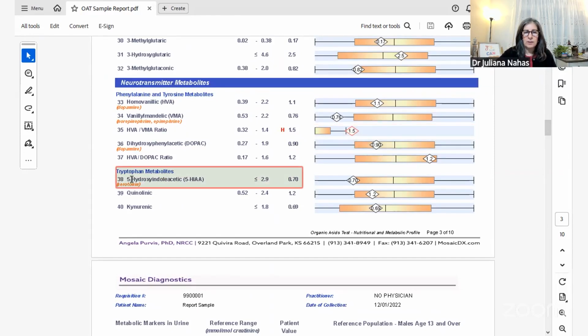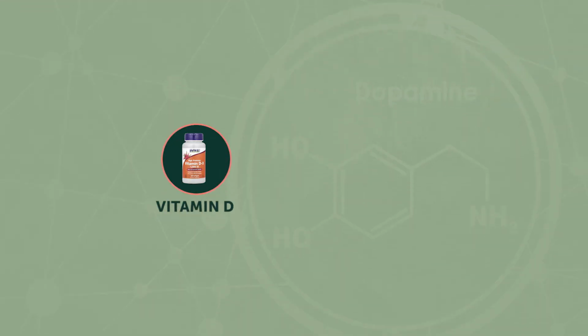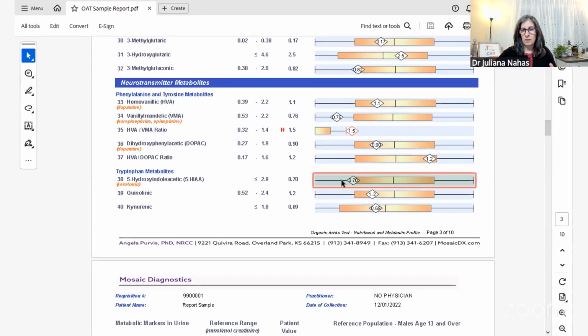And then we look at the tryptophan metabolites because those are serotonin metabolites. So if your 5-HIAA, number 38, is low, it's telling me you're making less serotonin as well. And that pertains back to vitamin D, to zinc, to B6, and we'll want to know what's going on in those areas as well.